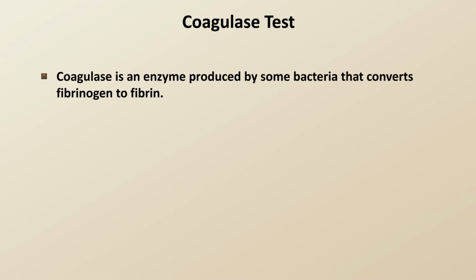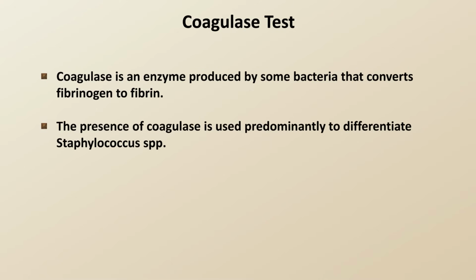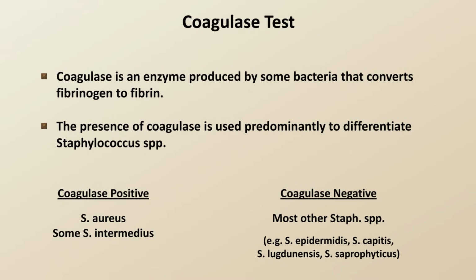Coagulase is an enzyme produced by some bacteria that converts fibrinogen to fibrin. Its presence is used predominantly to differentiate the different species of Staphylococcus. Staph species which express coagulase are Staph aureus and some strains of Staph intermedius. Most other Staph species do not express coagulase. This is a particularly helpful distinction since Staph species that are coagulase negative are generally not pathologic and are frequently contaminants when grown in culture. This issue will be discussed a little more in the next lecture.